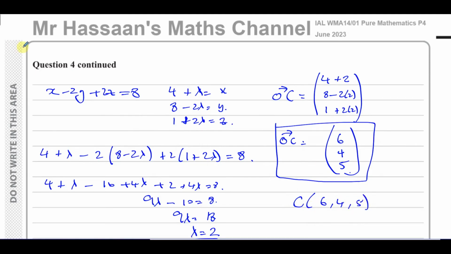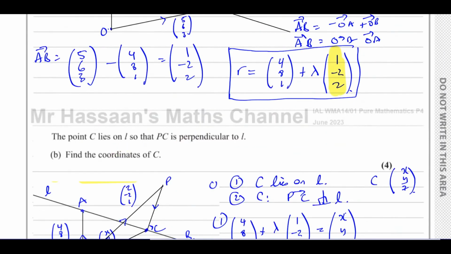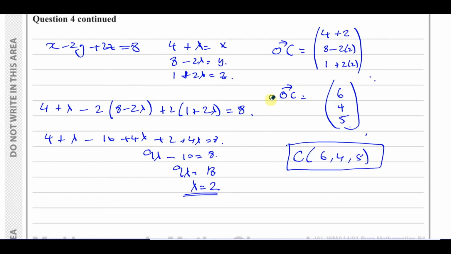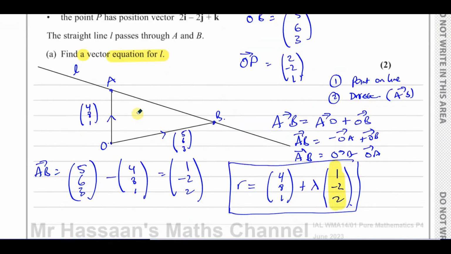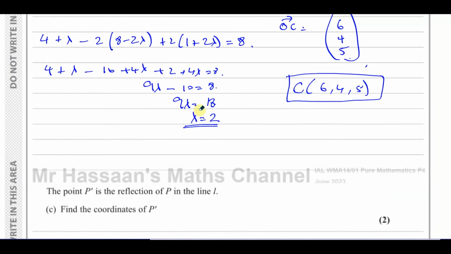What did the question ask for? Part B, find the coordinates of C. So in the end, we should give it in this coordinate form. That's how we should give the final answer. So let's get rid of this box here, so we highlight the actual answer. So that's part B done, actually. Find the position vector of C. Now we're going to go into part C.